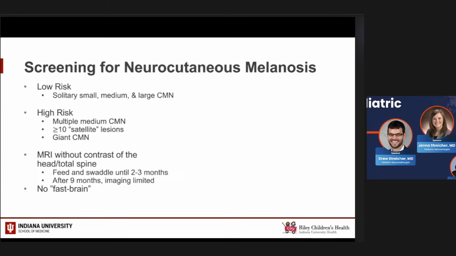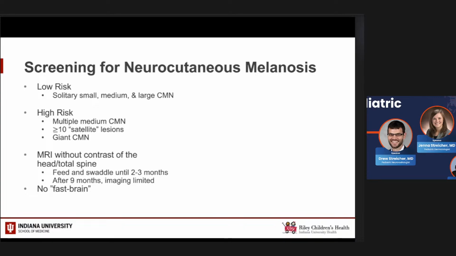The other term we used to use a lot was satellite lesions, because they look a lot smaller. Often kids would have one big one and a bunch of these small ones. We're getting away from that term a little bit more, but when you have 10 or more of those other lesions, that is worrisome. They don't have to be a complete medium size, but when you have a bunch of those included, and then one larger one, and then giant, those are always high risk.